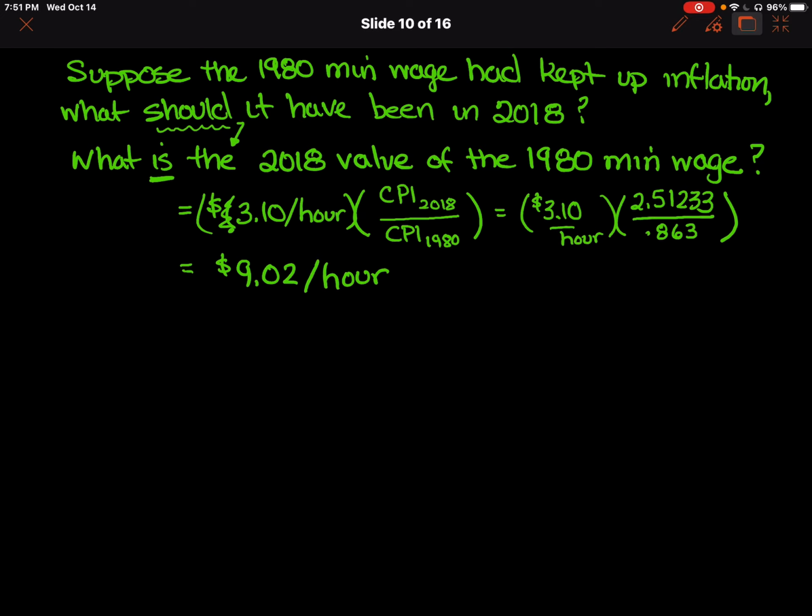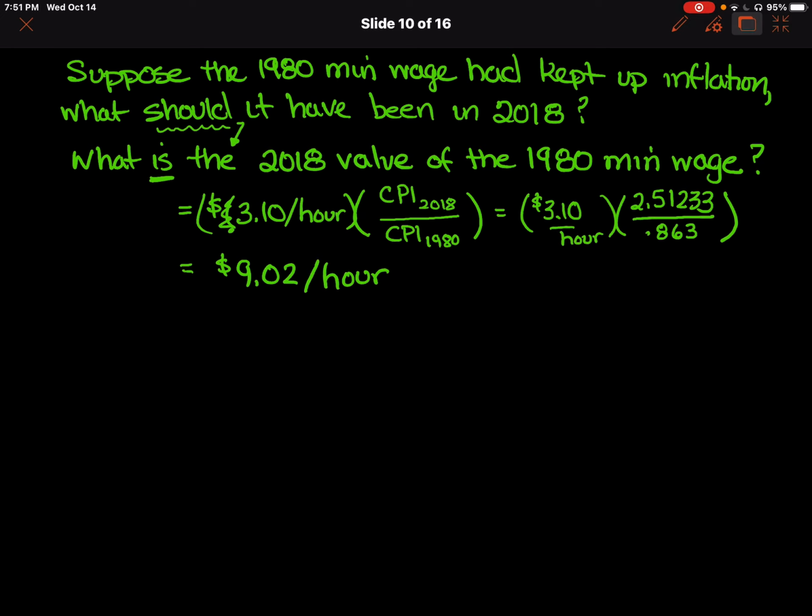So what that is saying is if all we wanted to do was to ensure that people who were earning the minimum wage, the federal minimum wage, were able to maintain on average their purchasing power, then they would need to have been paid in 2018 $9.02 per hour rather than the $7.25 per hour that they were. So it's just another way of saying the federal minimum wage hasn't kept up with inflation.